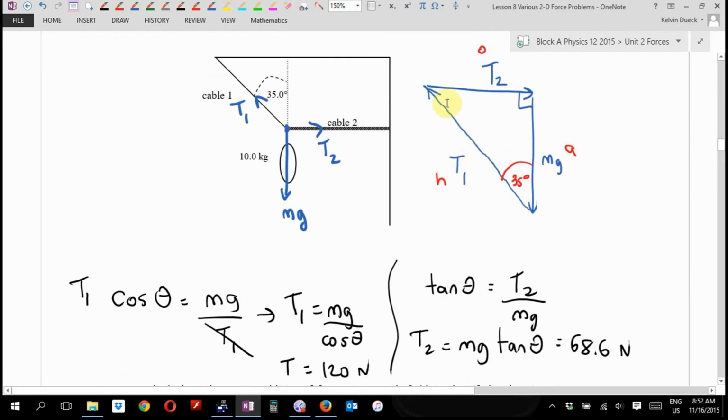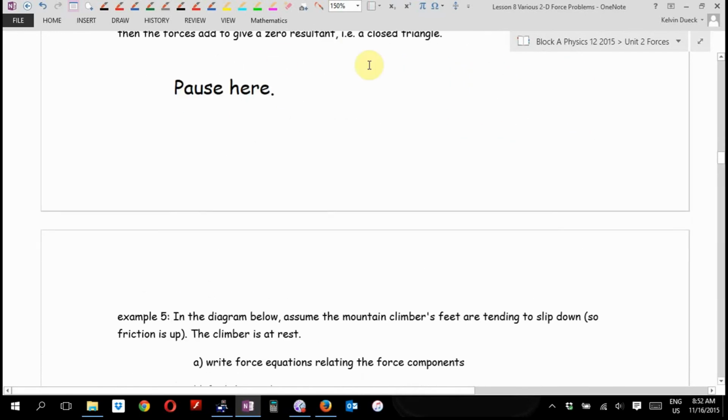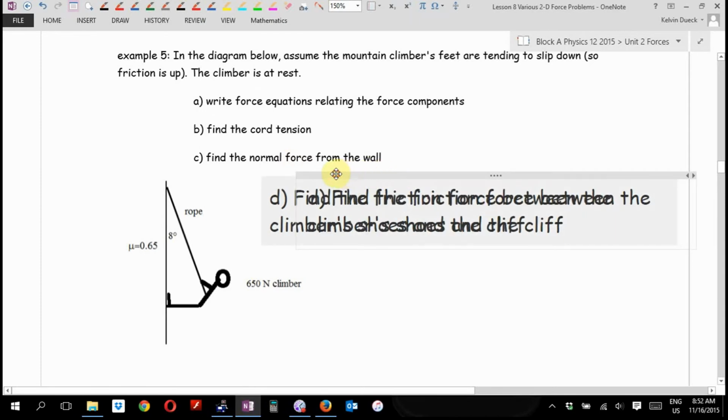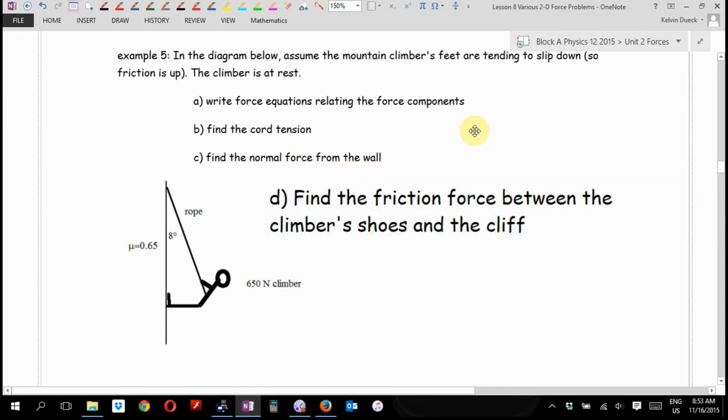What do I mean by they add to 0? You end up with a triangle that goes nowhere. So I said, pause here. Let's go rock climbing. And I added a part D if you want to add a part D. The part D says, find the friction force between the climber's shoes and the cliff.